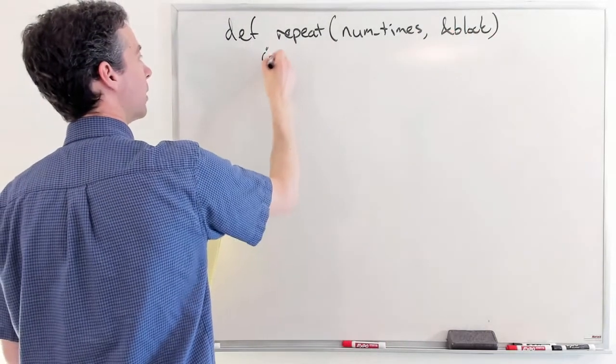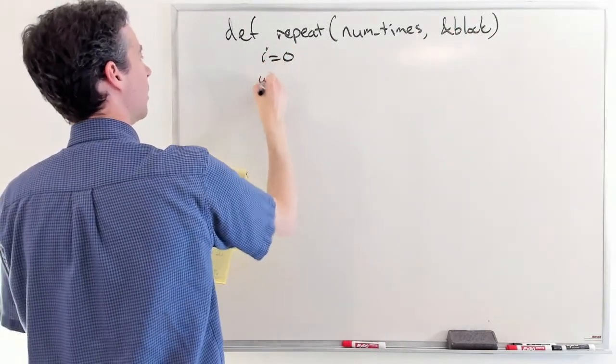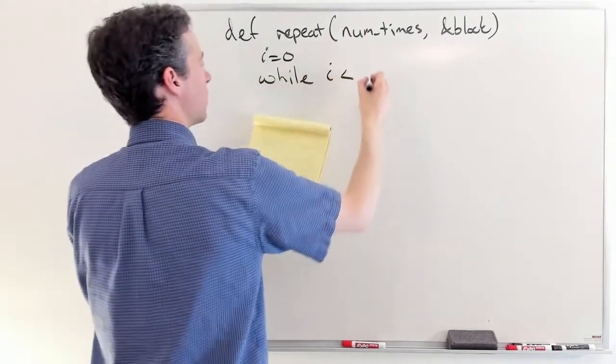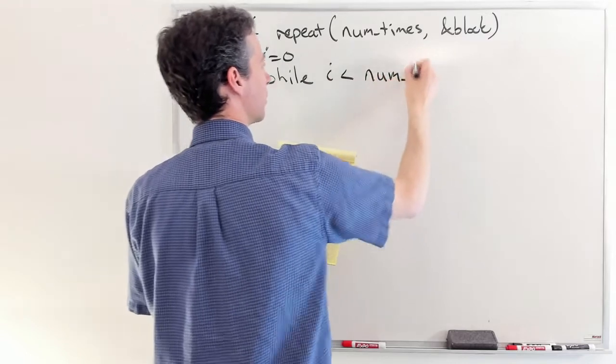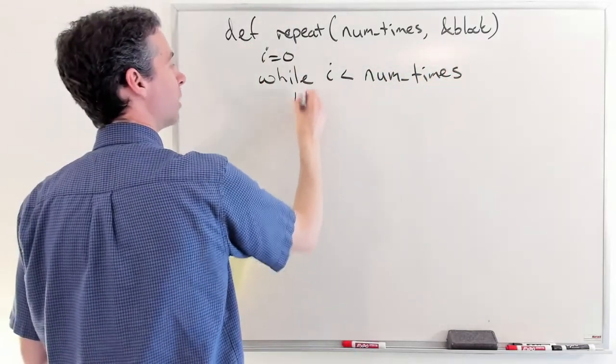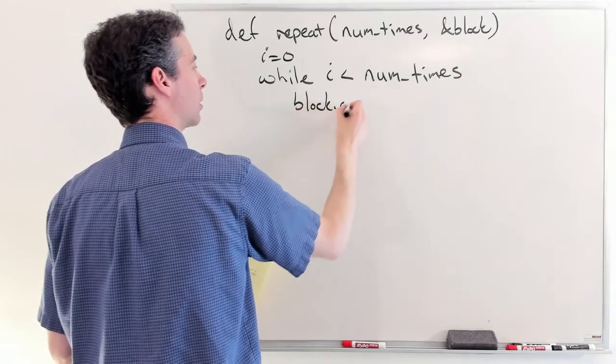So we'll say i is equal to 0. And we're going to stick to the old familiar while loop: while i is less than num_times. Now let's call our block. block.call.